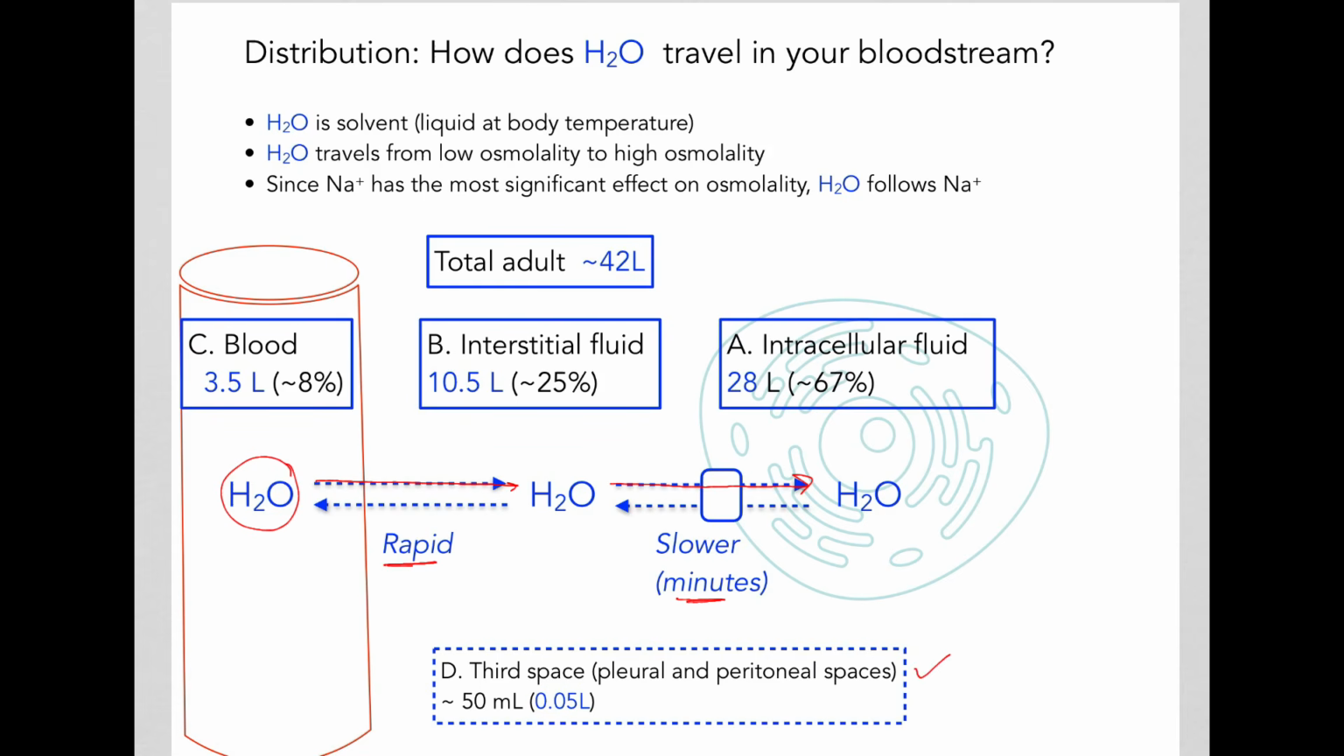There is another place where we do have water. We call it the third space. This is the pleural and peritoneal space. It has very little water, about 50 mils. That's about 0.05 liters. So in future videos, we will just basically ignore this and we will focus mostly on intracellular, interstitial, as well as the bloodstream.